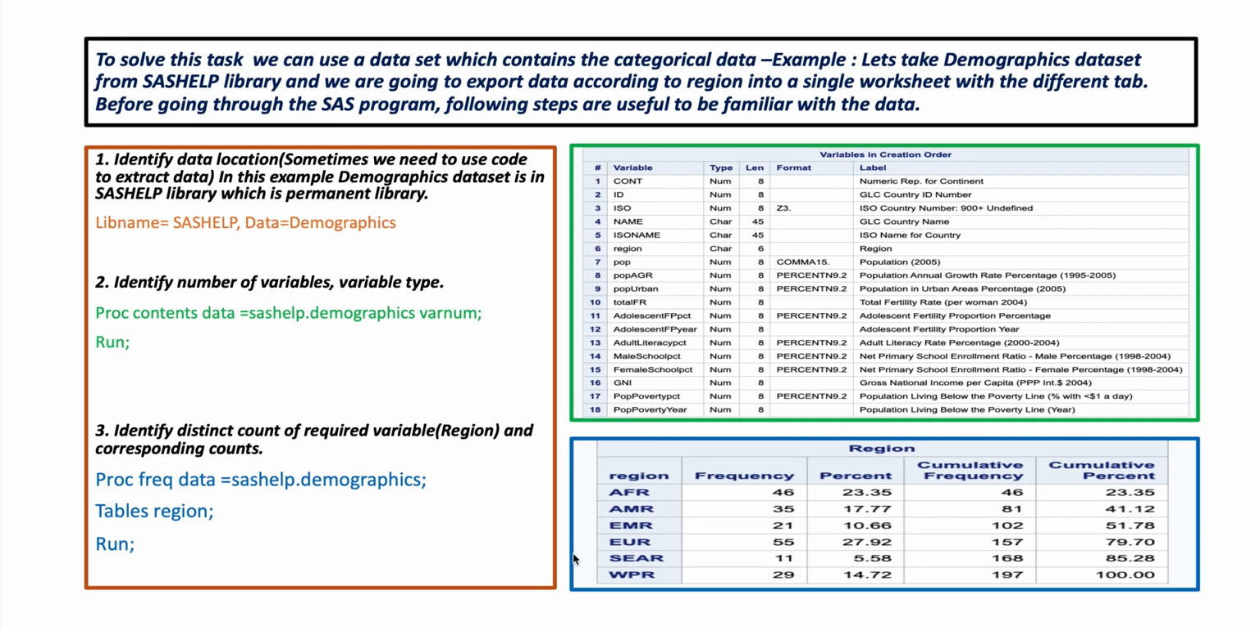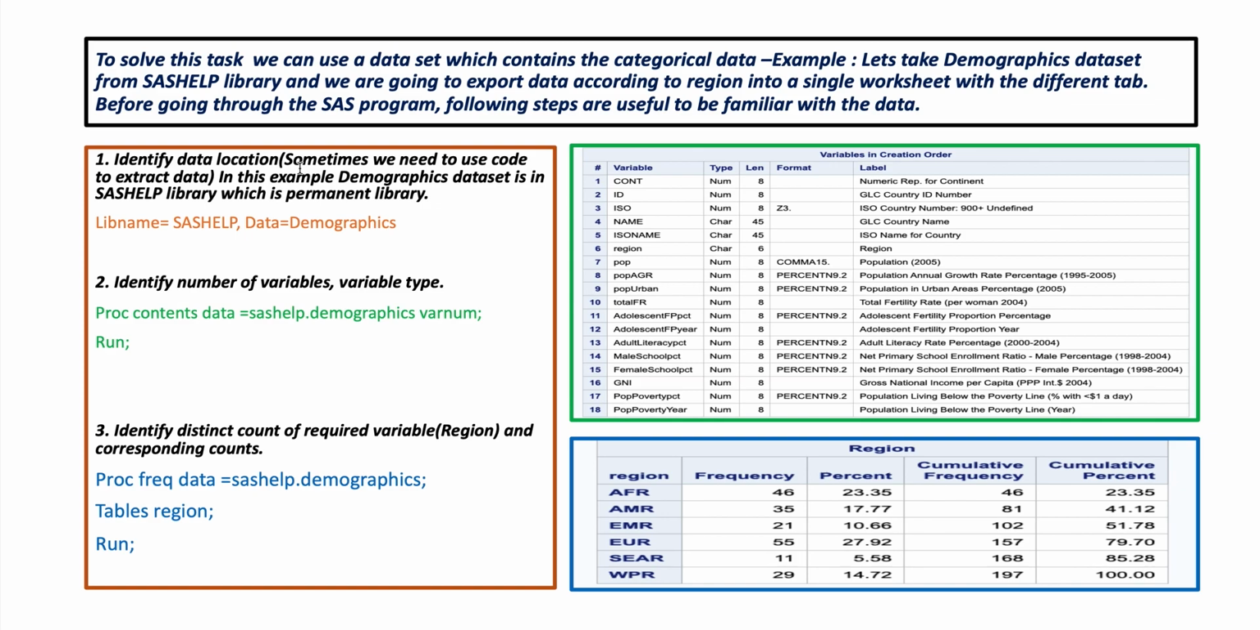Before going through the SAS program, the following steps are very useful to become familiar with the SAS dataset. First step is to identify the data location. In this example, it is easy to identify because it is from the SASHELP library, but sometimes we have to write code to extract the data. Here, the library name is SASHELP and the dataset name is demographics.